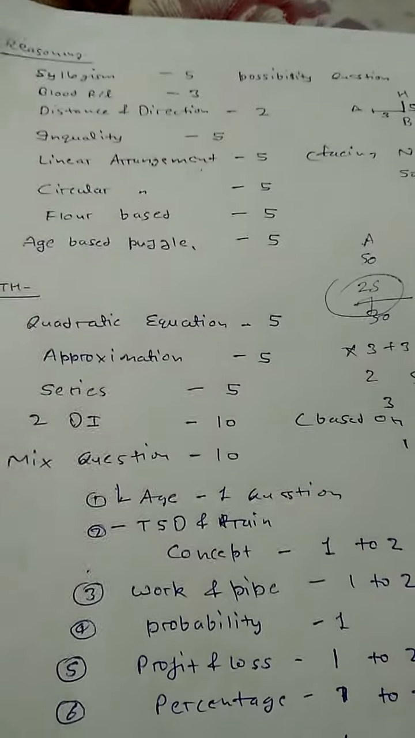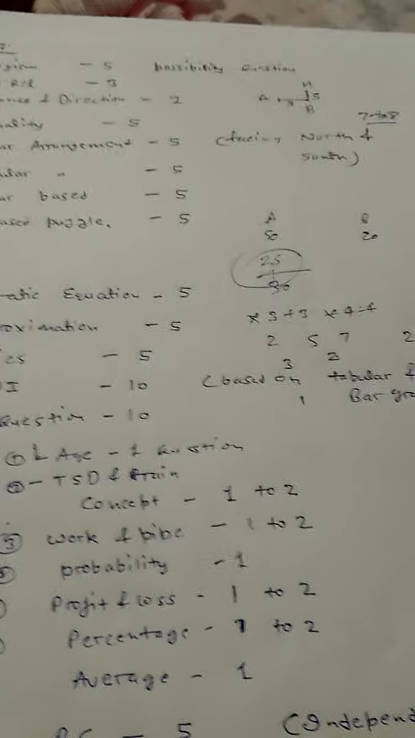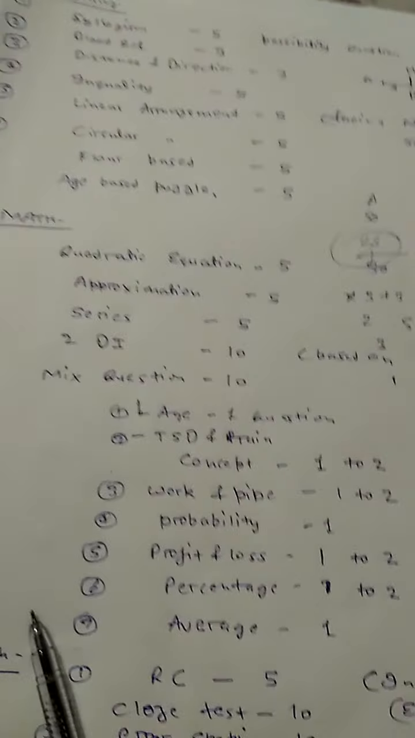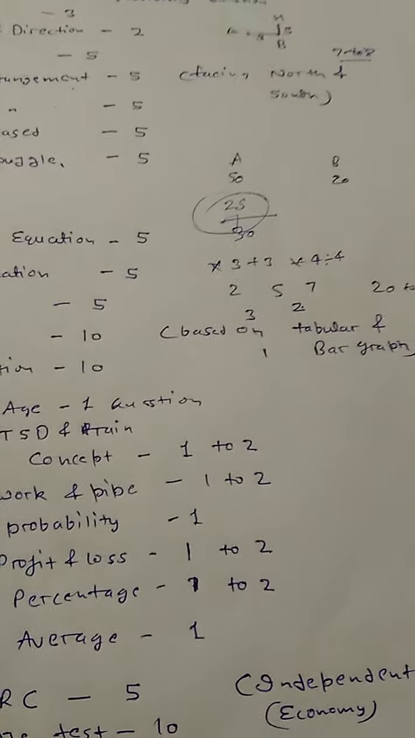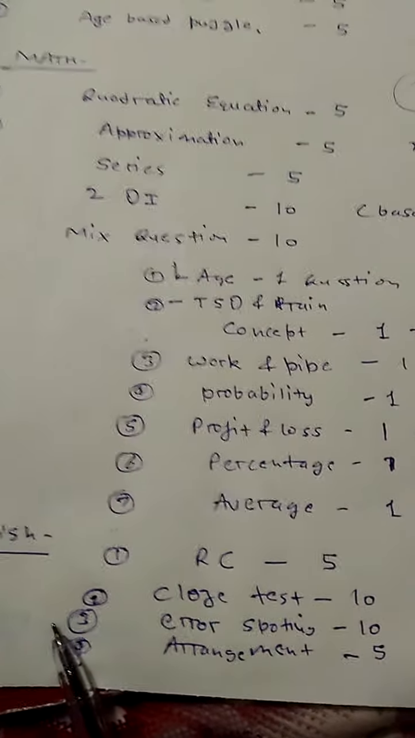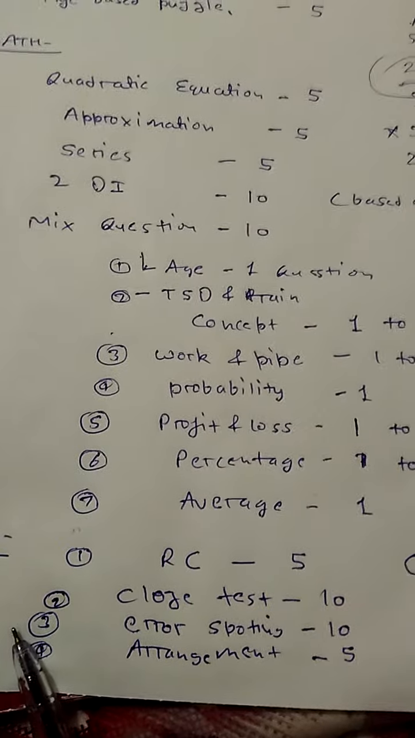So the overall paper is moderate, because in reasoning you can attempt 25 to 30 questions within 25 minutes. In maths, you can attempt 25 questions within 25 minutes. But the English section plays a vital role to qualify IBPS 2016.